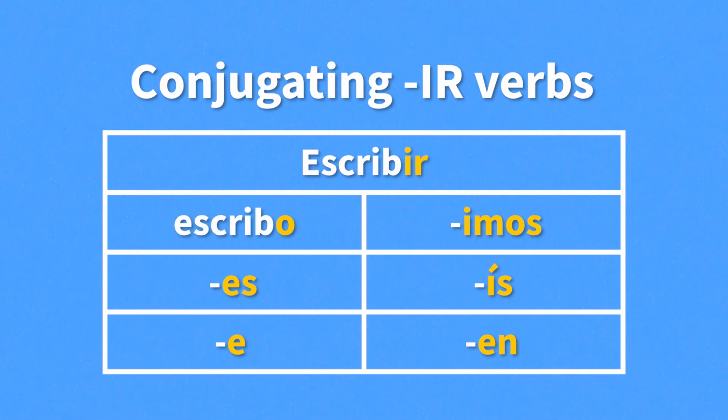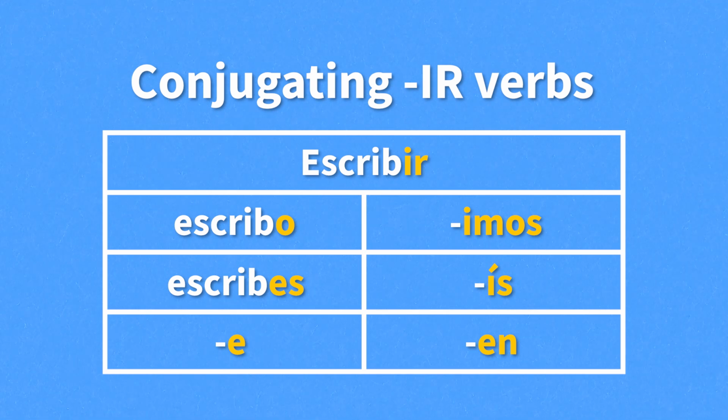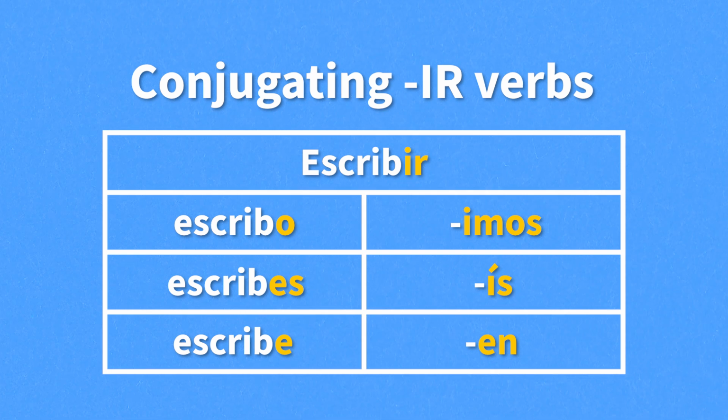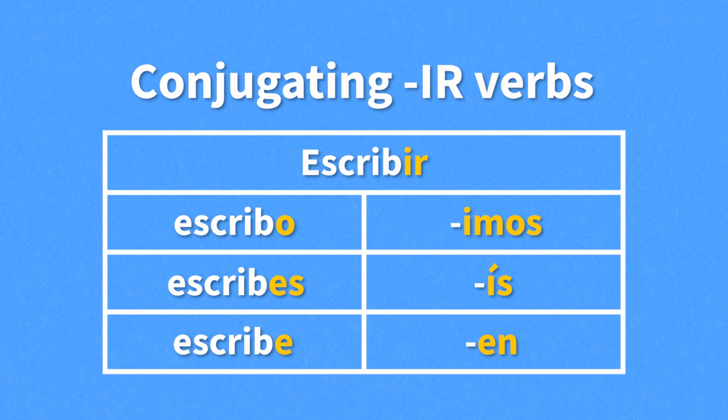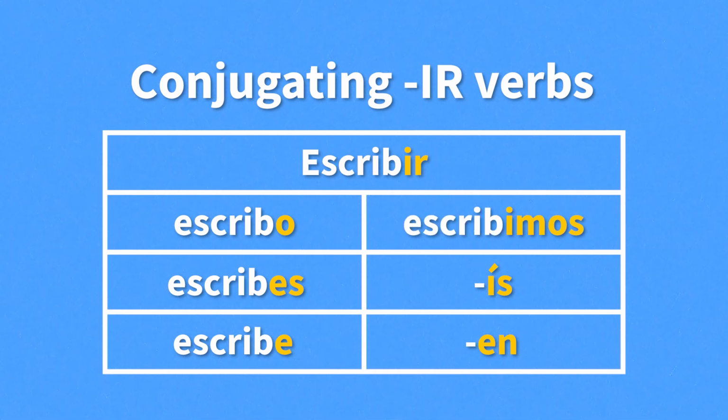For the second person singular, tú, you add es, tú escribes. For the second person formal, usted, you add e, usted escribe. For the third person singular, él, ella, you add e, él, ella escribe. For the first person plural, nosotros, you add imos, nosotros escribimos.